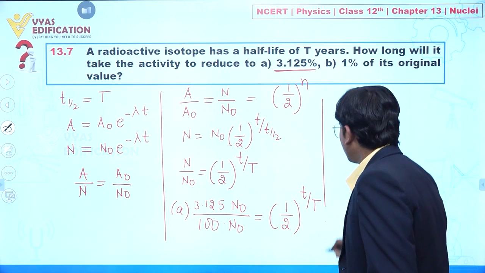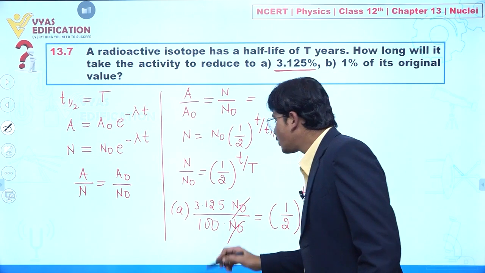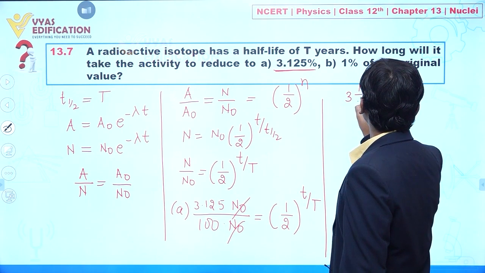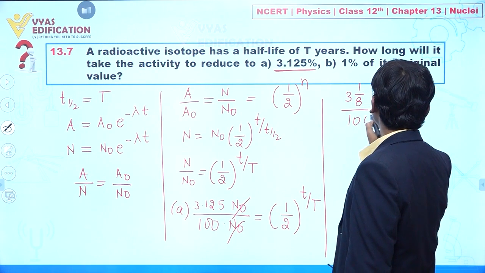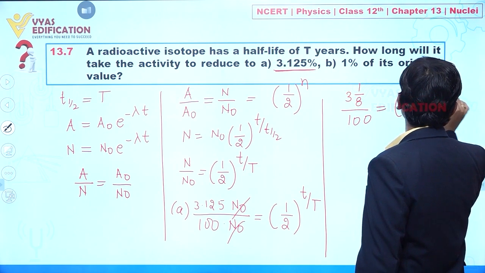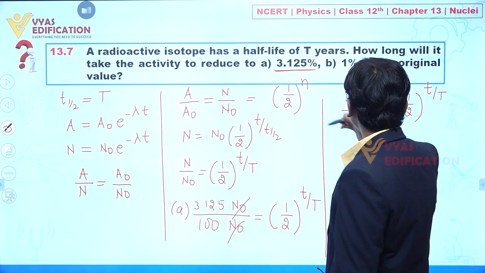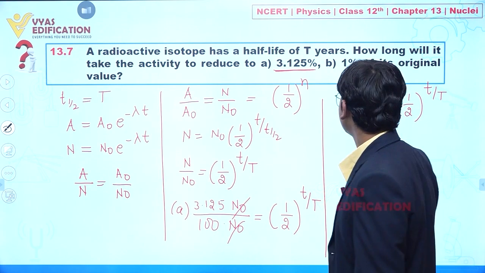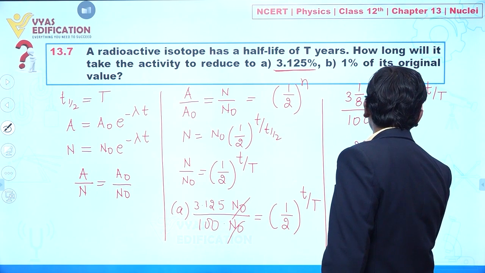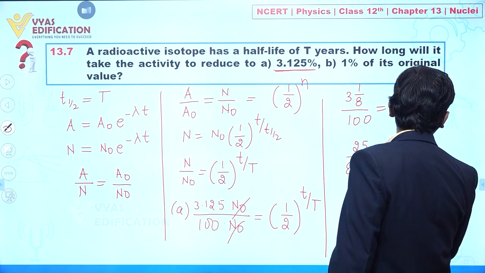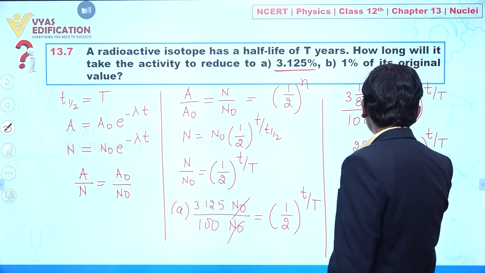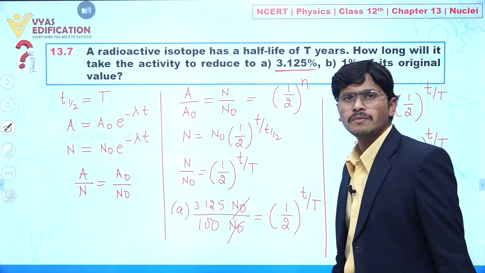Clear? So from that one you can write it like this, n naught and n naught, this one is cancelled out. So you can write it like this, 1 by 8 divided by 100, this should be equal to 1 by 2 power t by capital T. Clear? So now if you multiply 3 with 8, so that is 24. So 25 divided by 8 multiplied with 100, and this should be equal to 1 by 2 power t by capital T.